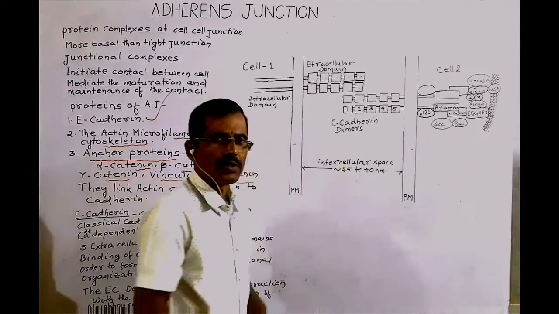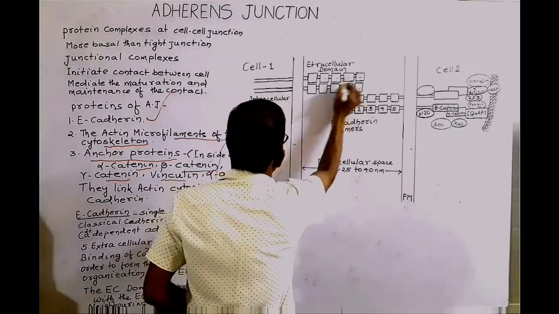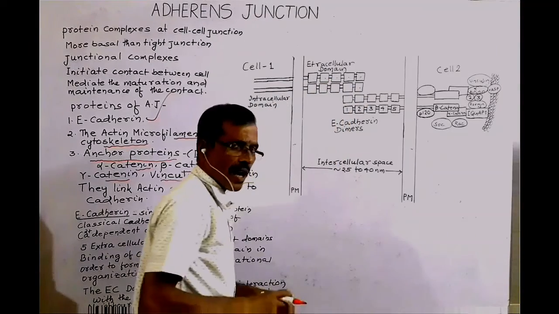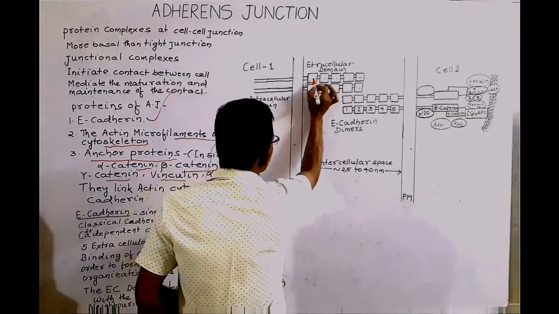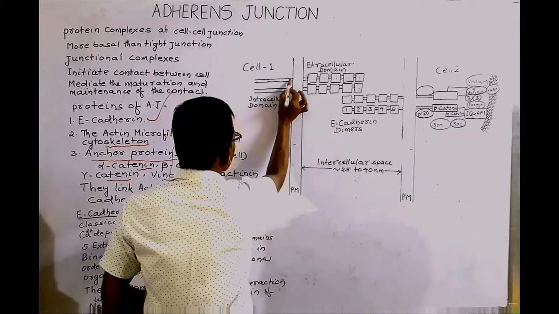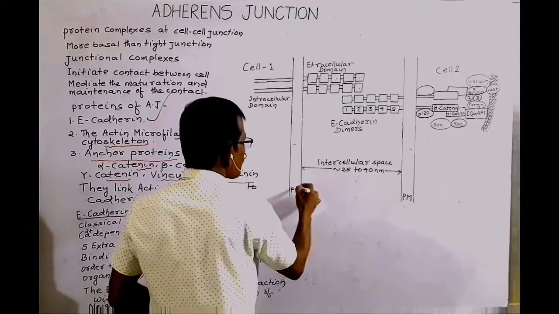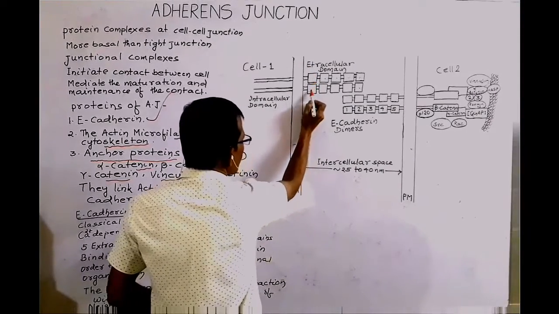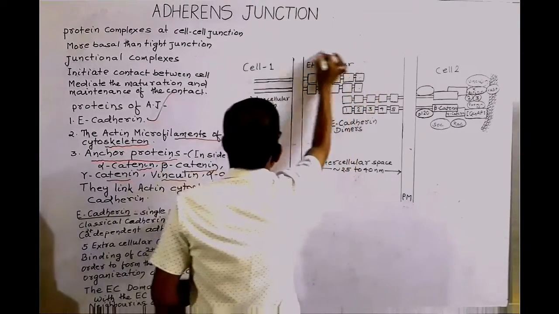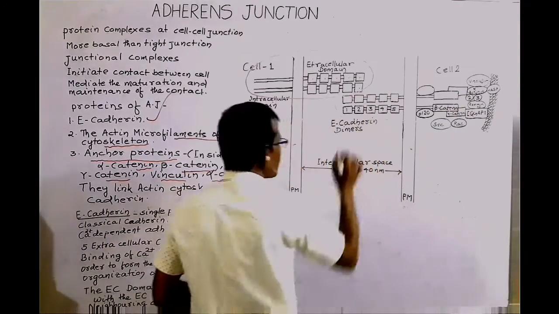This figure shows the various components of adherens junction. This is the E-cadherin. E-cadherin is the main transmembrane component of the adherens junction. E-cadherin has 5 extracellular cadherin repeat domains, and this is the intracellular domain which is present inside the cell, and this is the plasma membrane. Two molecules of E-cadherin form an E-cadherin dimer. So here this is an E-cadherin dimer and this is another E-cadherin dimer.